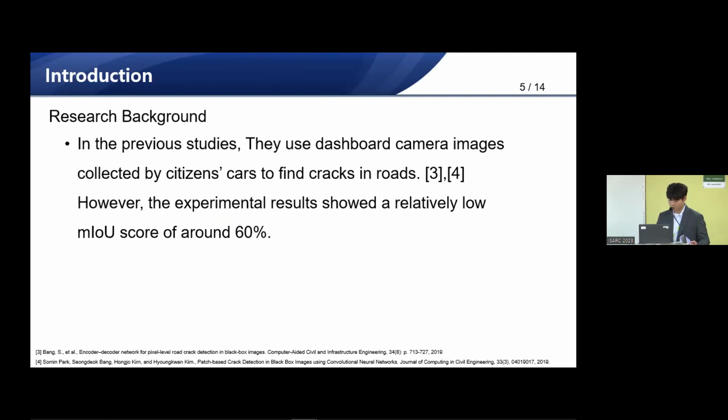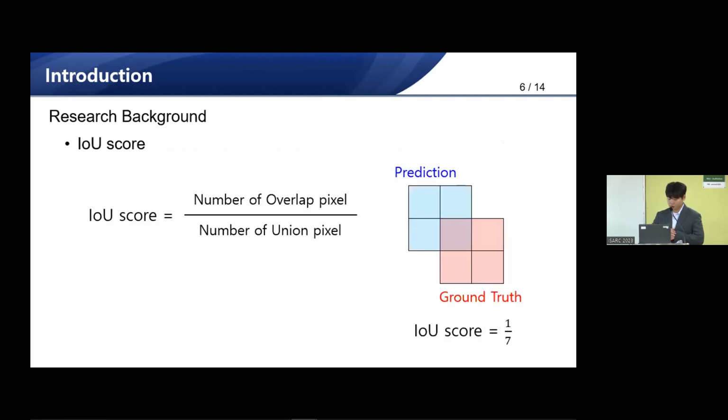Previous studies used dashboard camera images to detect road cracks, but the mIOU score achieved was only around 60%, which is challenging for practical application. The IOU score, also known as intersection over union, is a metric used to evaluate the performance of a segmentation model. In our task, the segmentation model predicts whether each pixel in an image represents a crack or belongs to the background.